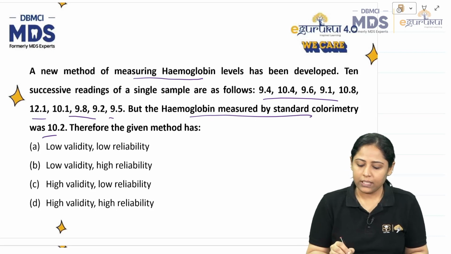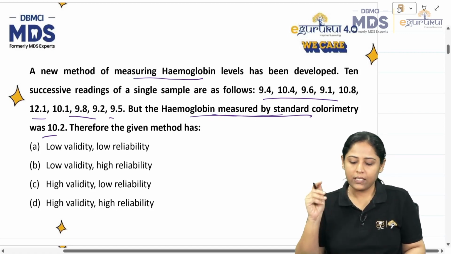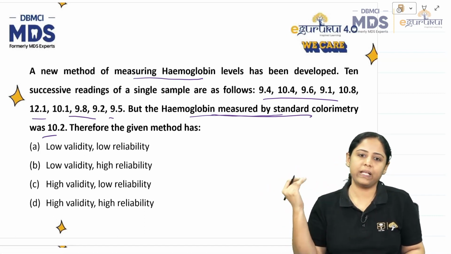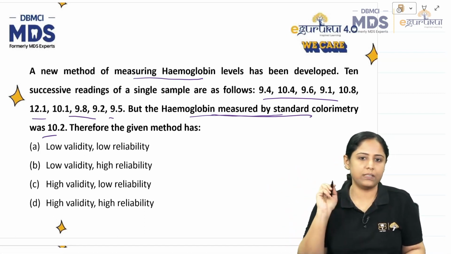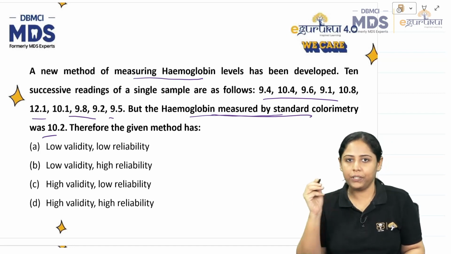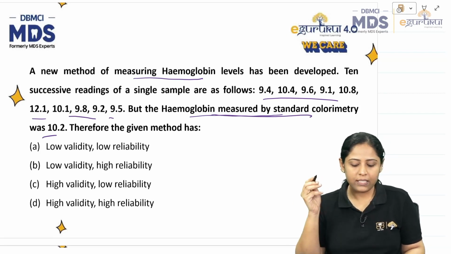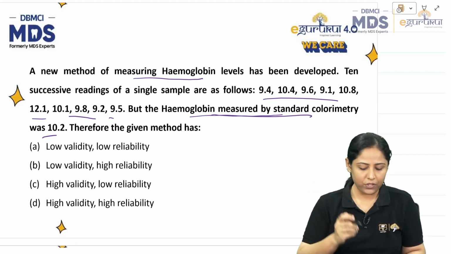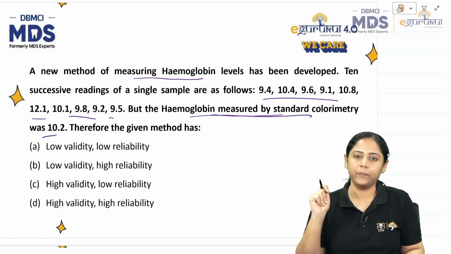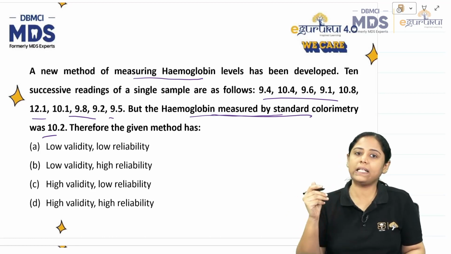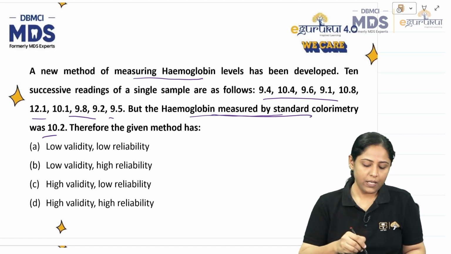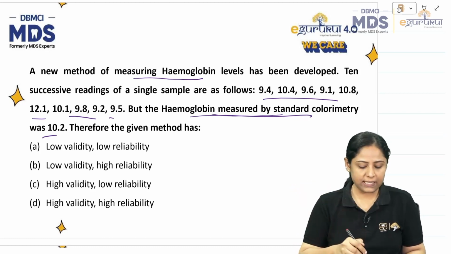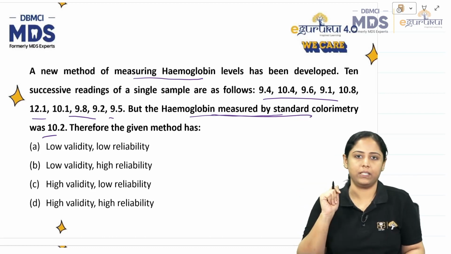And also it has been compared that in the standard method, 10.2 is the reading. So what they wanted to know, the choices, is whether the given method, which is this new method, has low validity, low reliability? Does it have low validity, high reliability? Does it have high validity, low reliability? Or choice D, does it have high validity, high reliability?